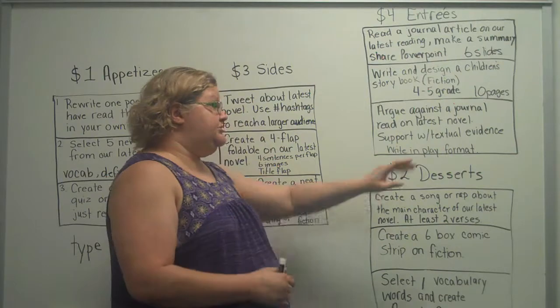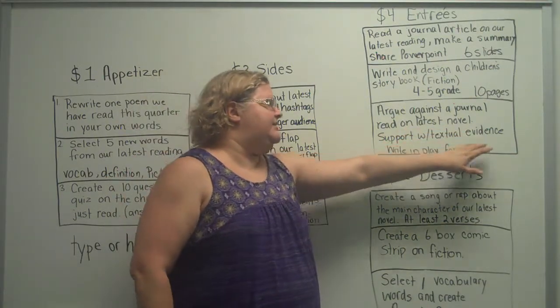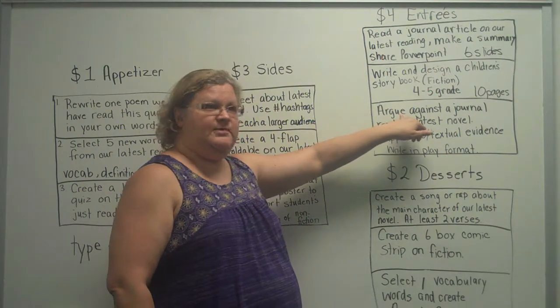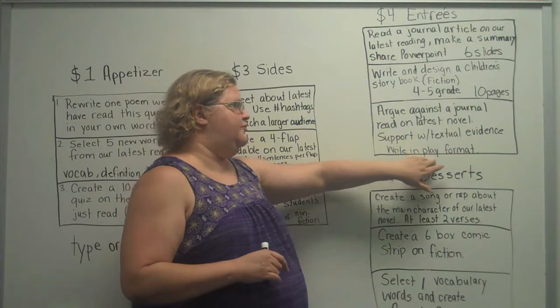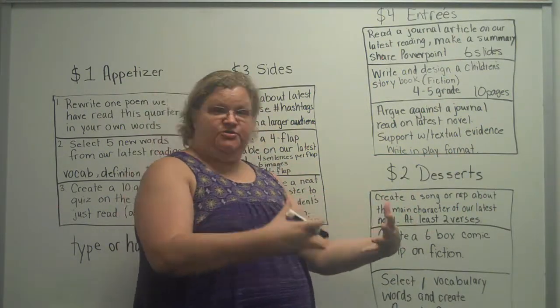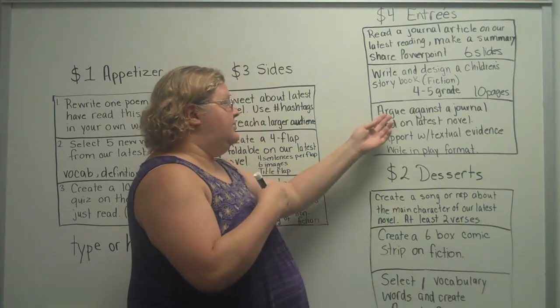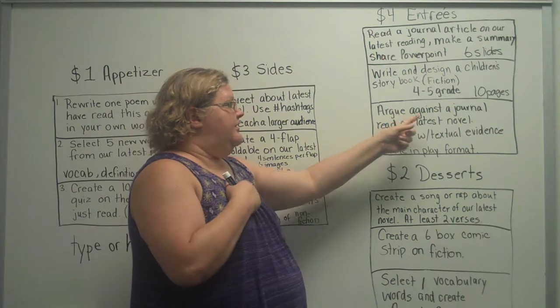Then you're going to go back to your text, or your actual novel, and you're going to give textual evidence why that argument is wrong. Now, the catch for this is you need to write it in the format of a play. So you, or any character that you make up, is going to be arguing in real life, in the play, with the author of this journal.